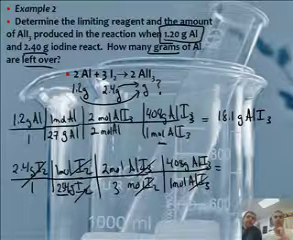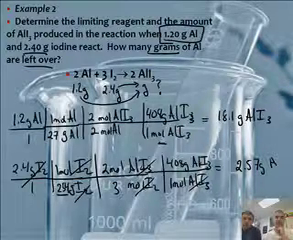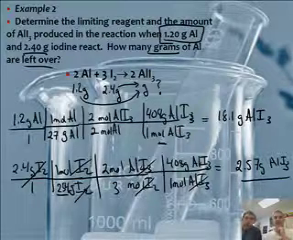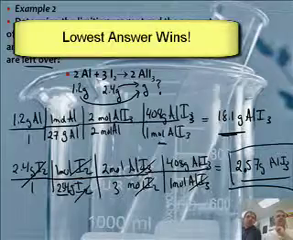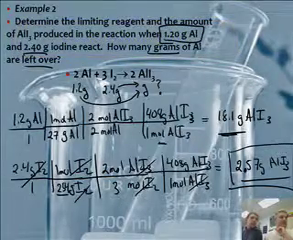What'd you get, Mr. Sams? I think this is going to be our very small 2.57. Oh, 2.57 grams of AlI3. So 2.57 is a smaller number than 18.1. It is. So therefore, the winner. That is the amount of product we will produce.